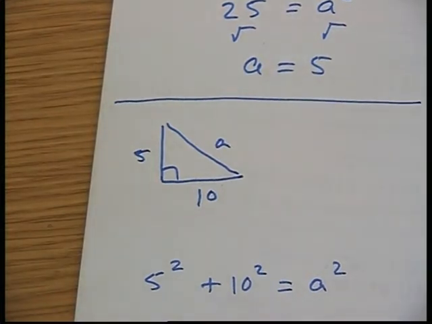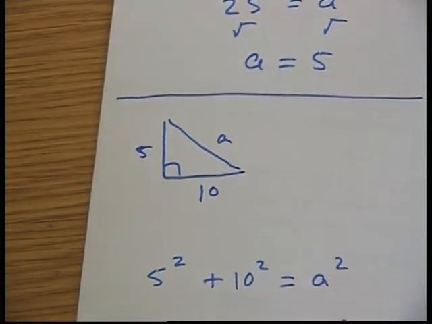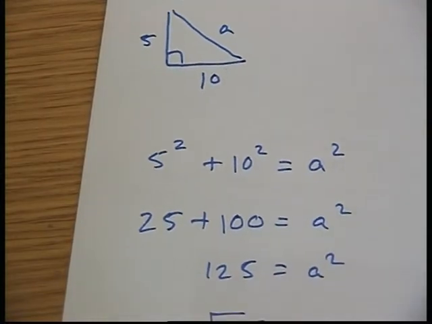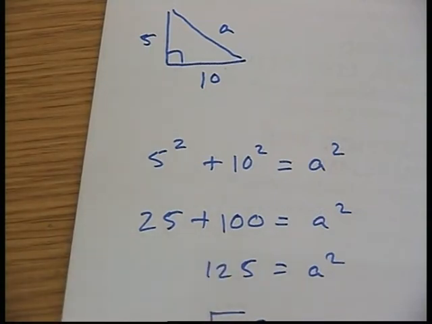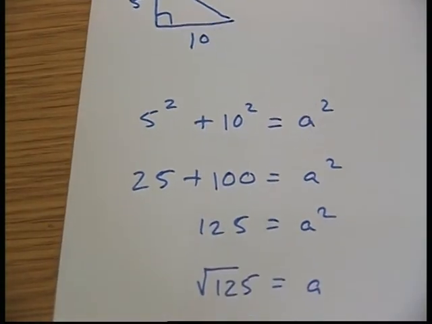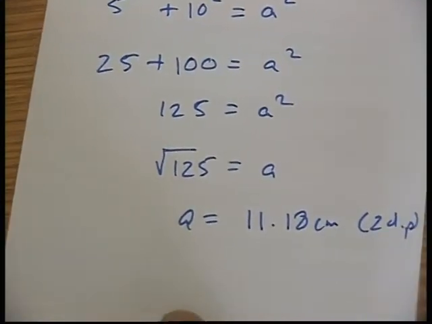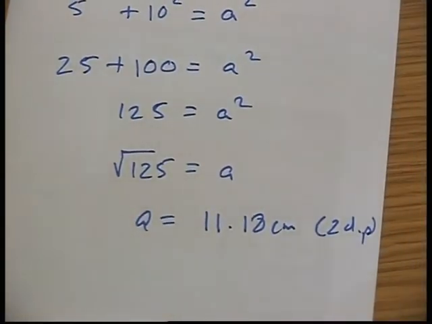So what is 5 squared? 5 squared is 25. What's 10 squared? 10 squared is 100. So 25 added to 100 is 125. 125 equals a squared. So how do we work out a? We've got the square root of 125 and the square root of a. So what is the square root of 125? Do it on the calculator. We find that the square root of 125 is 11.18 to 2 decimal places. So a is 11.18 to 2 decimal places.